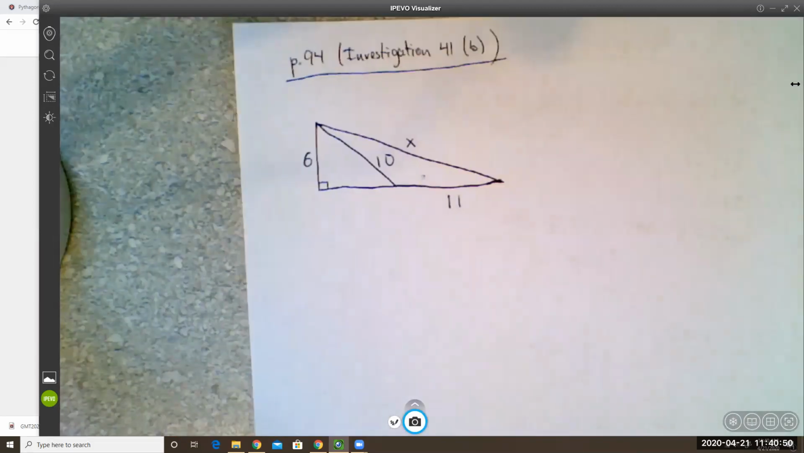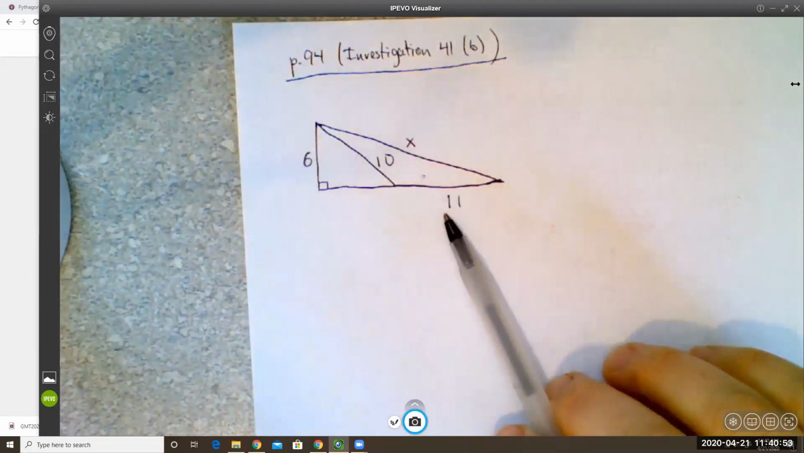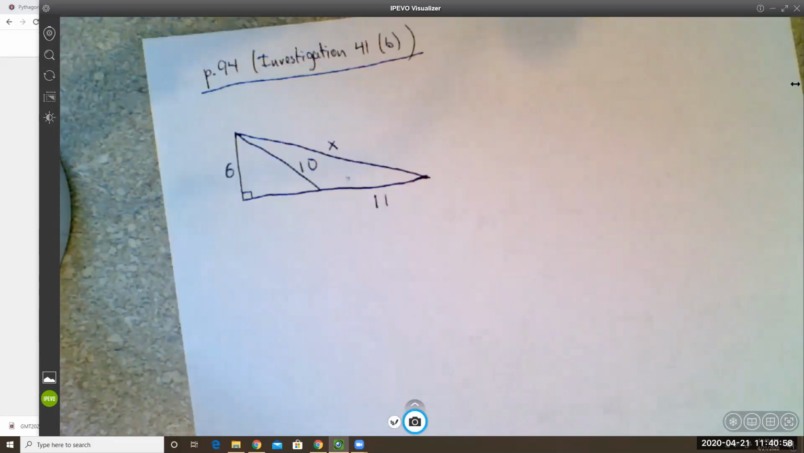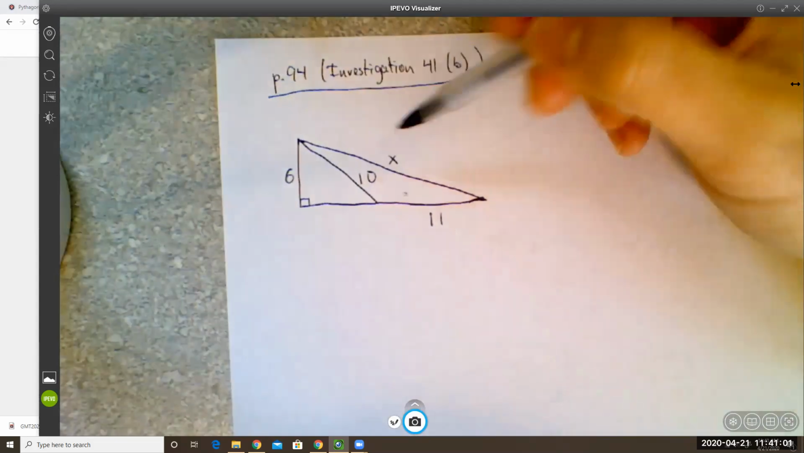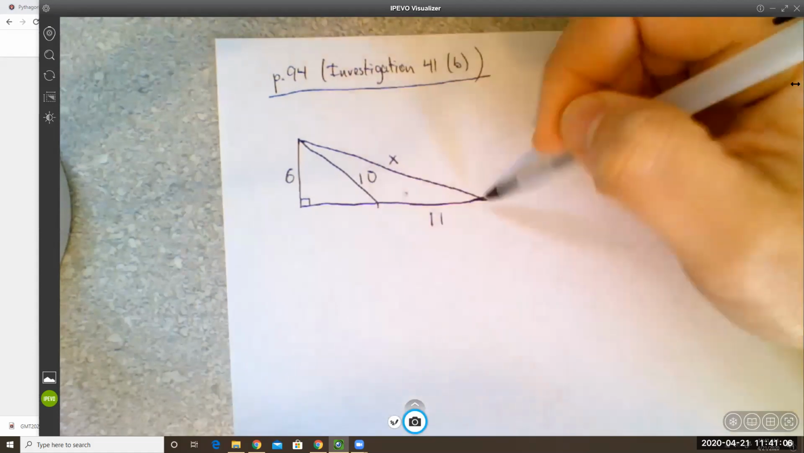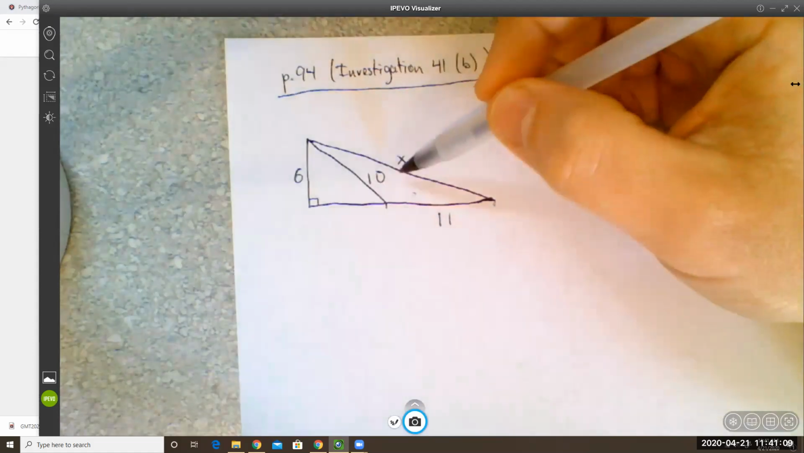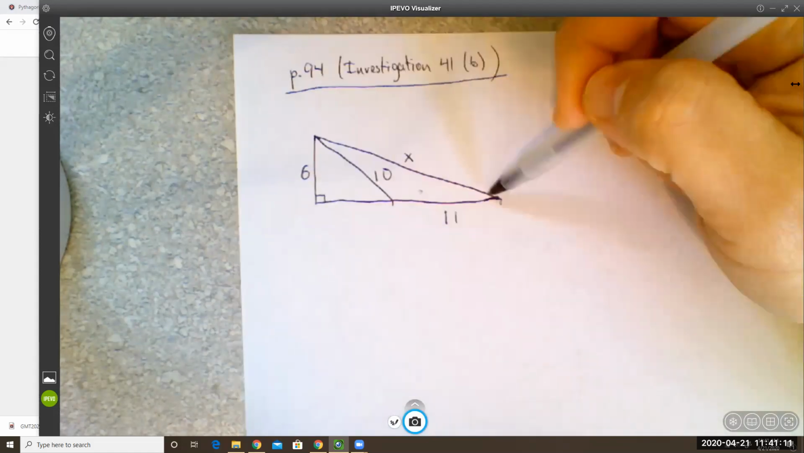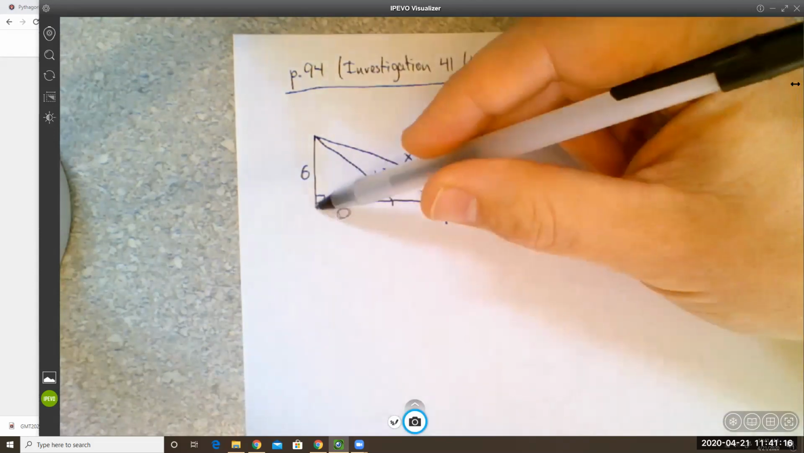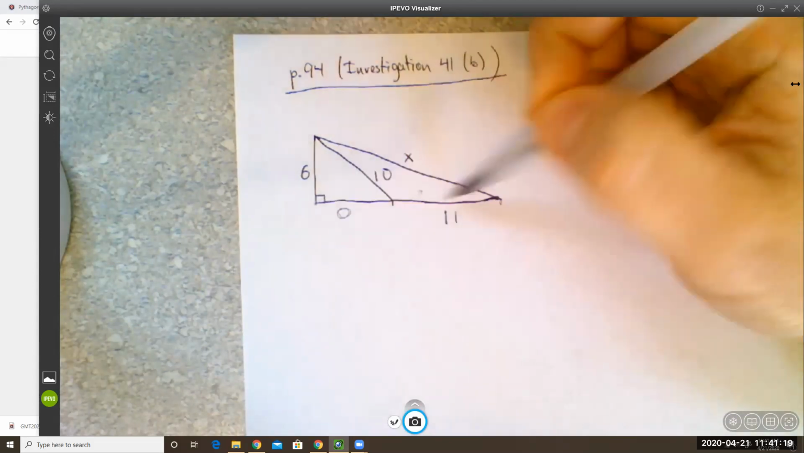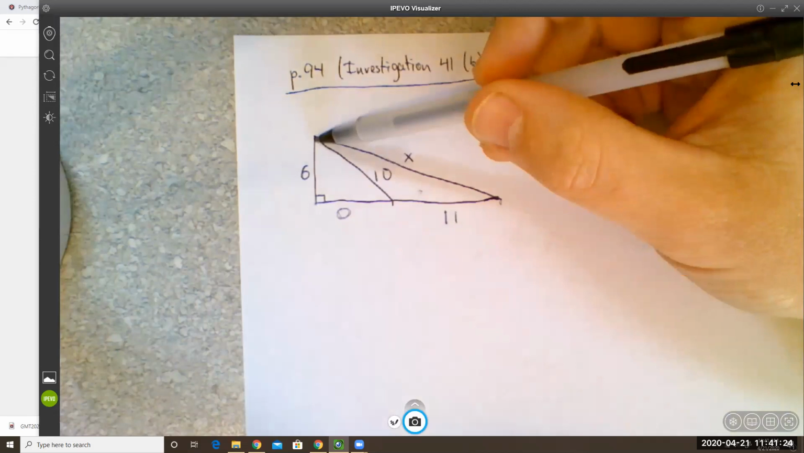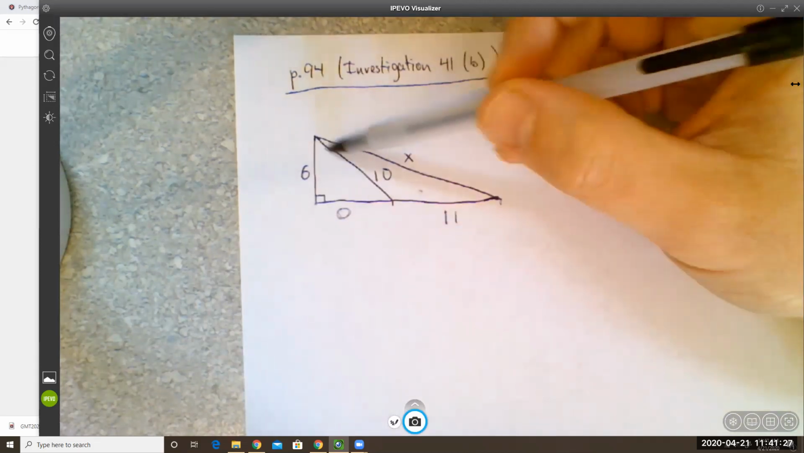If you said something like 6 squared plus 11 squared equals x squared, that's wrong. Sorry to break it to you, but that was wrong. Because again, the 11 doesn't correspond to this entire side. The 11 only goes from here to here. So in order to use the Pythagorean theorem on the big triangle, first we need to figure out what this side length is so that we know the total side length. Now, we can do that if we use the Pythagorean theorem on the little triangle.